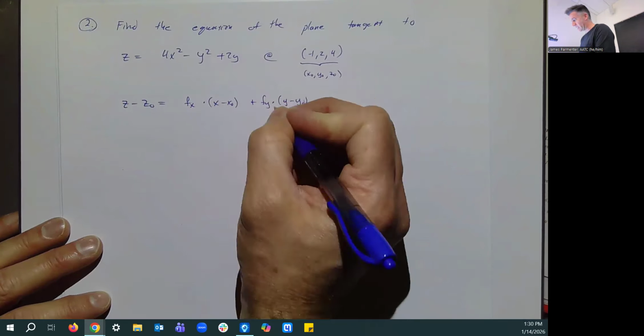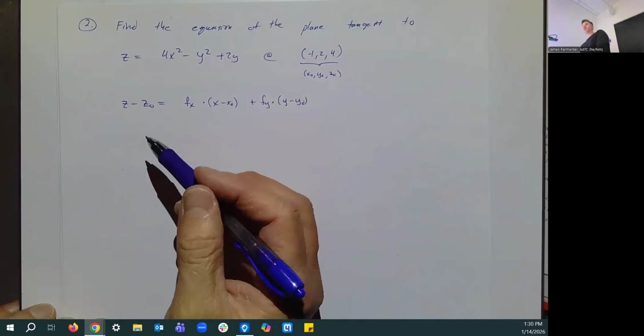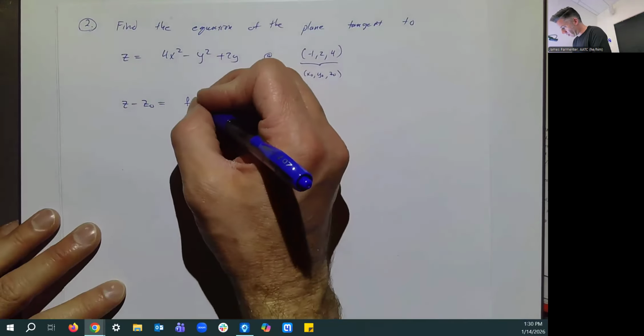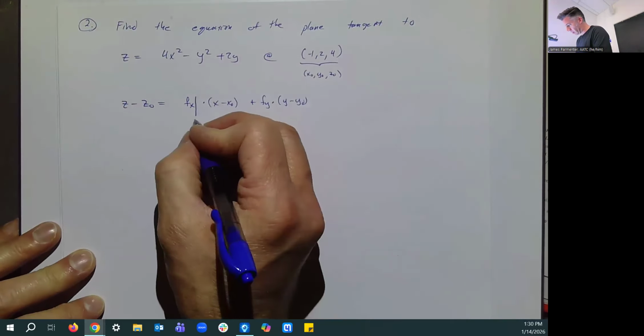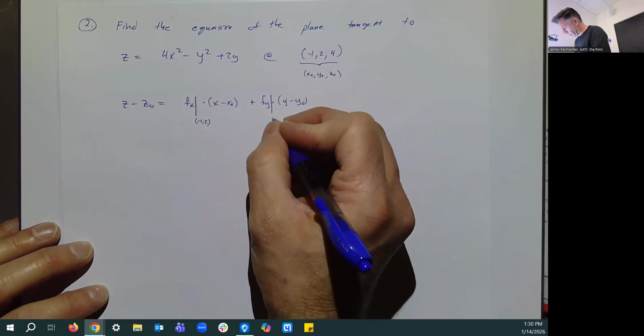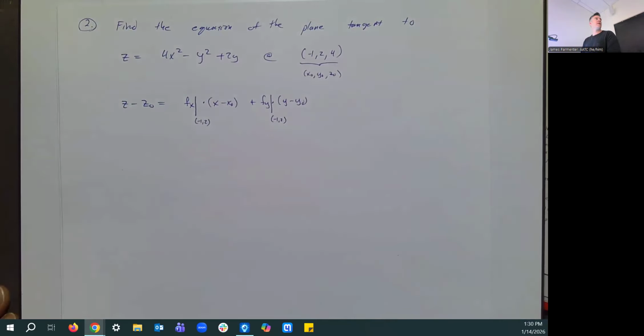I will point out I did leave out that it's fx evaluated at x naught, y naught. I don't think you have to write that part. If you really, really like it, you can use a vertical line here and say, oh yeah, we're going to be plugging in -1 and 2 for x and y. And here we're going to be plugging in -1 and 2 for x and y. It's another way we write that you're plugging in those points.